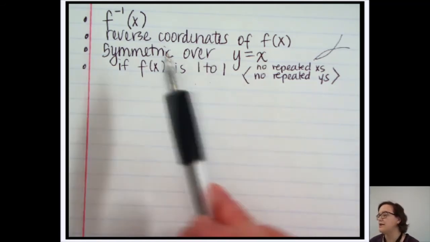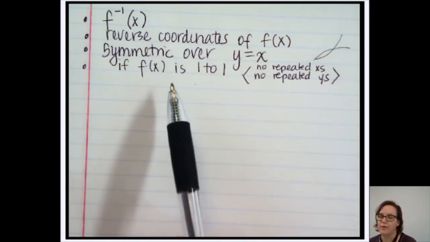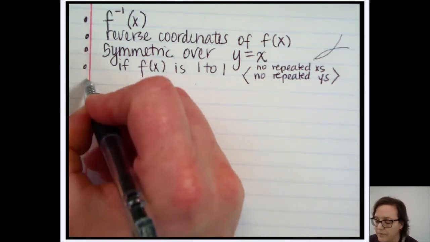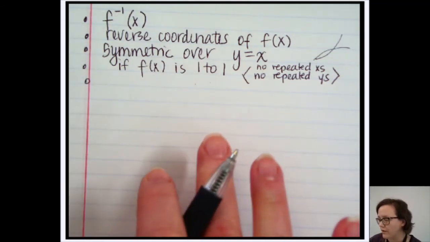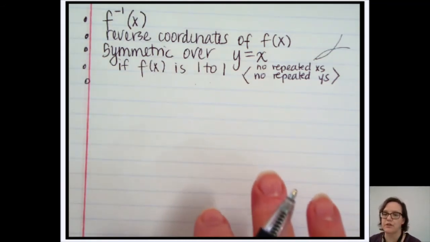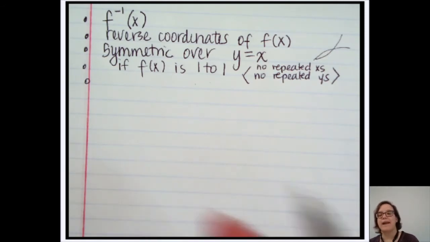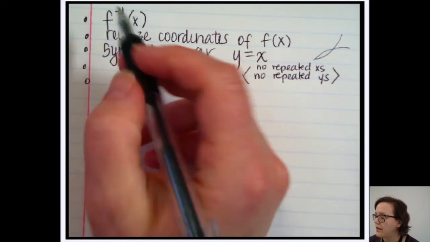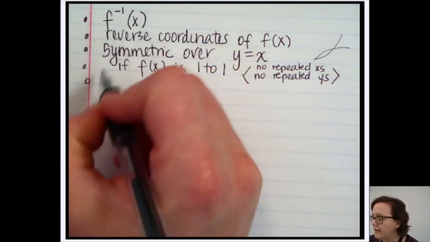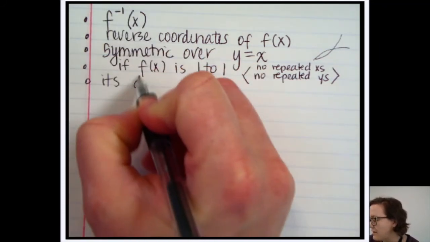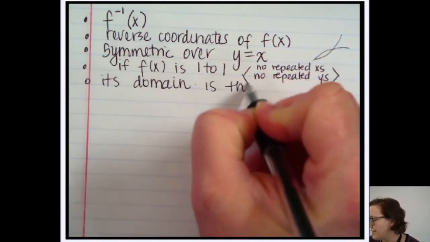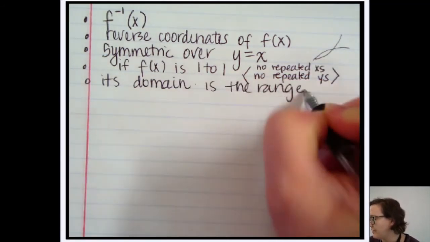Okay, so to be an inverse, it does have to come from a 1 to 1 function. And we could take a non-1 to 1 function like a parabola and restrict its domain, so you're only looking at the right half or the left half to make it work. So that's what we do sometimes. Okay, so something else about inverses is that its domain is the range of f of x.